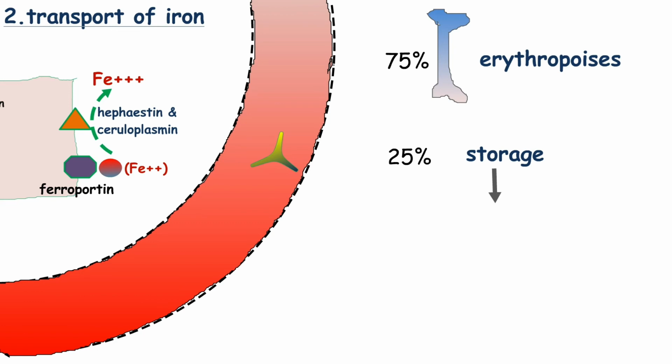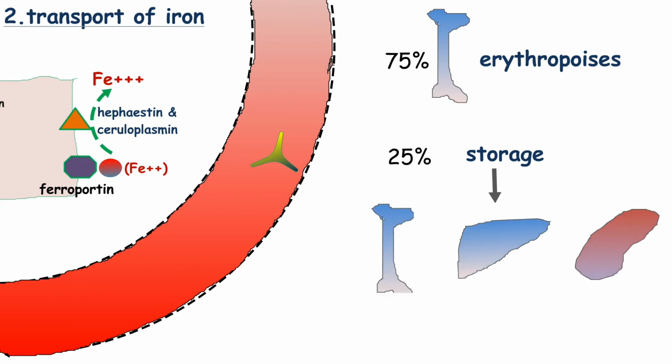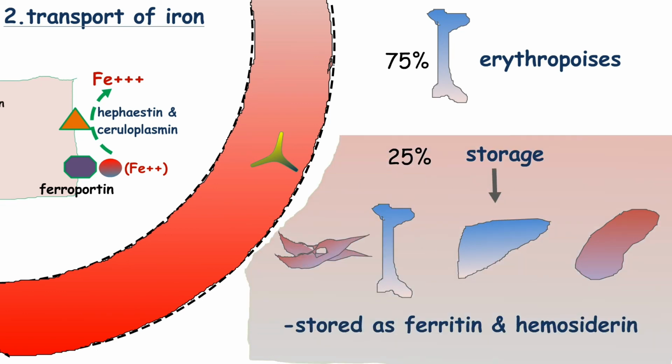Talking about the storage of iron, iron is stored in liver, spleen, bone marrow and skeletal muscles in the form of ferritin and hemosiderin. In liver, most ferritin is stored within the parenchymal cells, and in other tissues such as spleen and bone marrow, it is mainly stored in macrophages.